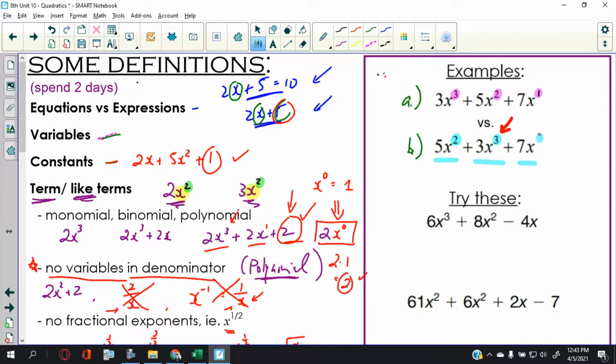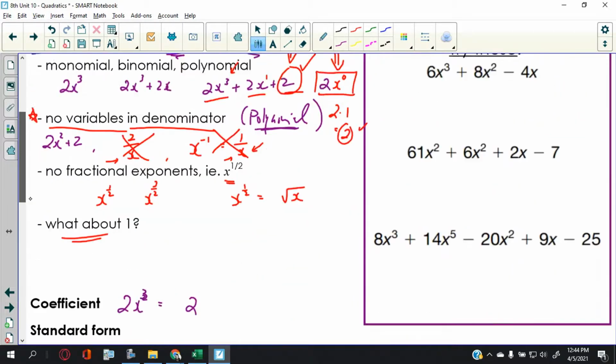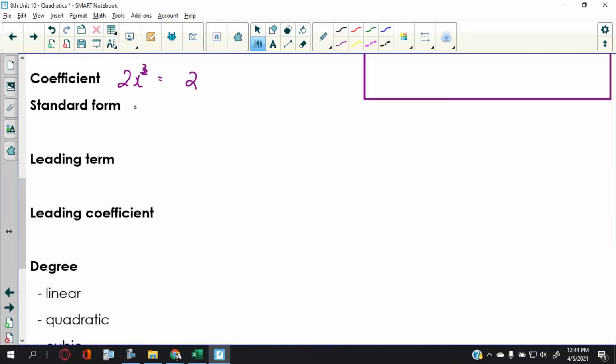So that's why this is not in standard form. Look, this is not standard. But this one, it's in standard. Why? The term with the highest power, the highest exponent, comes first. The second highest power comes second, and the one with the least power comes third. That's it. That's standard form. Okay, so we checked off standard form.